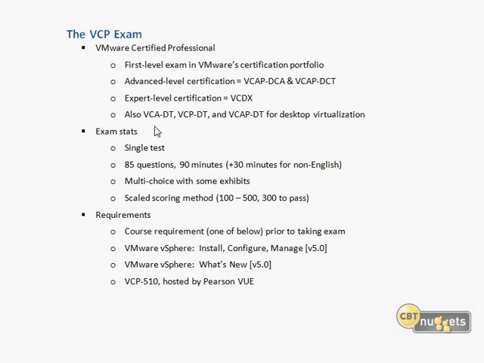A few exam stats here. It is a single test to pass the VCP. 85 questions, 90 minutes, and if English is not your primary language, you get 30 more minutes in certain countries. Multiple choice, there are some exhibits. It is a scaled scoring method, somewhere between 100 and 500. You need 300 to pass. Okay, standard certification tests. You go to one of those certification testing facilities, you sit down, you take the test. 90 minutes later, you know if you passed or not.